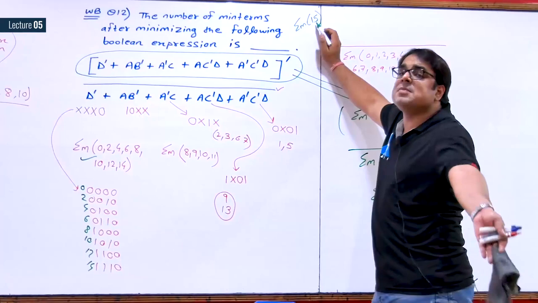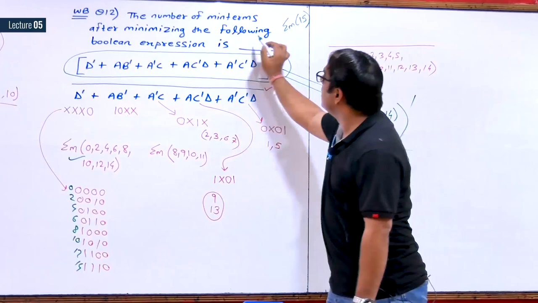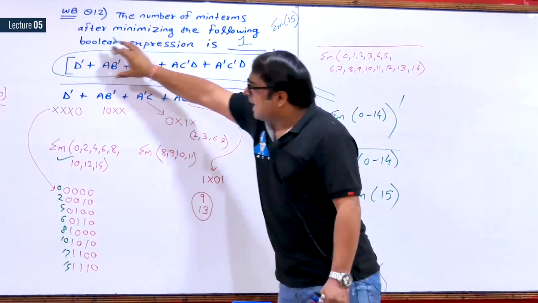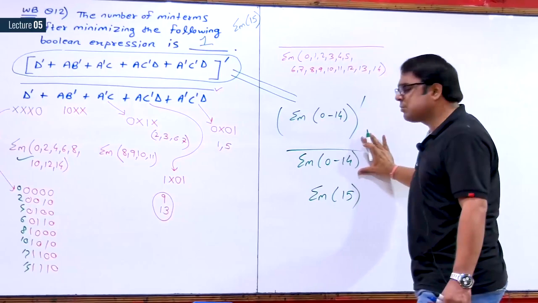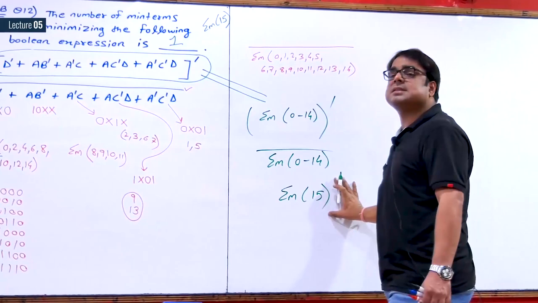So how many minterms are there in the function? There is only one minterm, that is minterm number 15. Answer of this question is 1. This expression which was given to me is equivalent to summation m 15. So only one minterm is there.